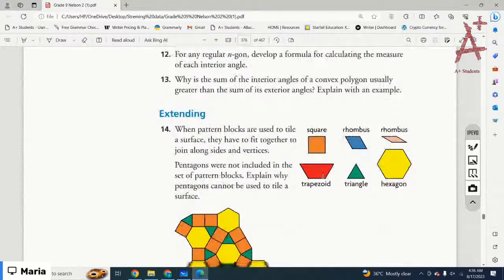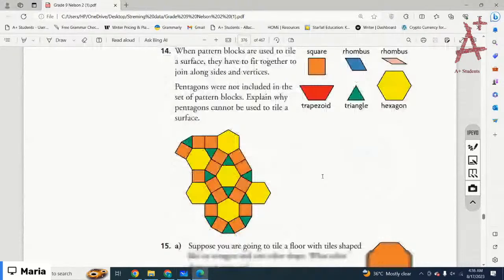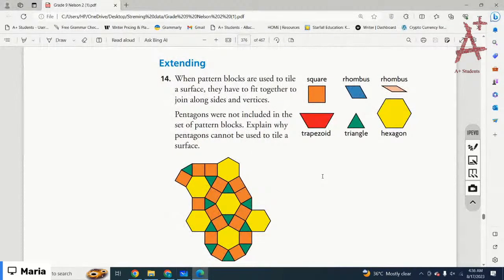Okay, pentagons were not included in the set of pattern blocks. Okay, you made this figure using these blocks, but you are not allowed to use pentagons. The question is why. So when you place geometric figures in a plane without gaps, you can see here you don't have any gap, right? And without overlaps, that is called tessellation, right?